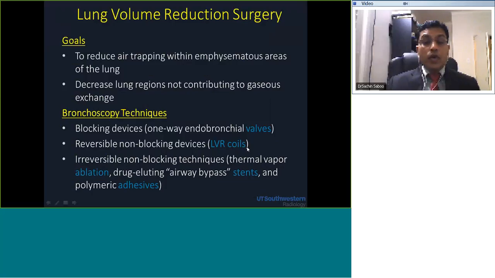Bronchoscopic techniques used for lung volume reduction surgery would include blocking devices, that is one-way endobronchial valves, as we saw. Then they include reversible non-blocking devices that we saw on the earlier slides. These are called coils. And then irreversible non-blocking techniques like vapor ablation, drug-eluting airway bypass stents, and polymeric adhesives.